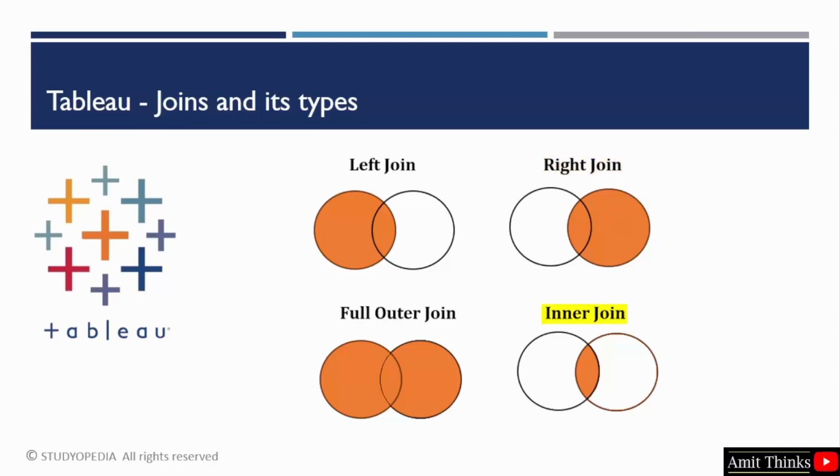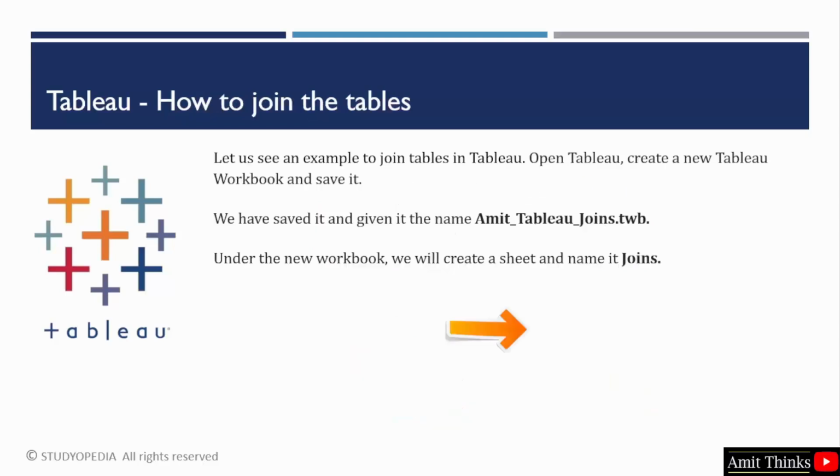Then comes your inner join. Returns only the rows that have a match in both the tables. That's why the color value is what it will return, the match of both the tables left and right. Full outer join, both the circles are colored, that means it will return all the rows from both the tables. So this is how you can differentiate between all the types.